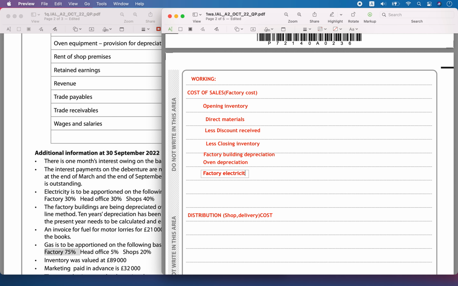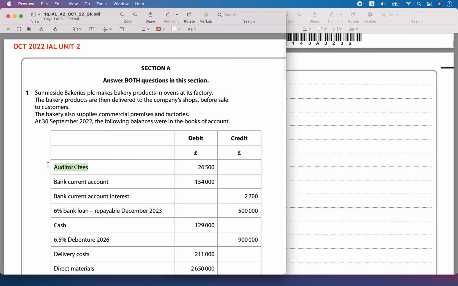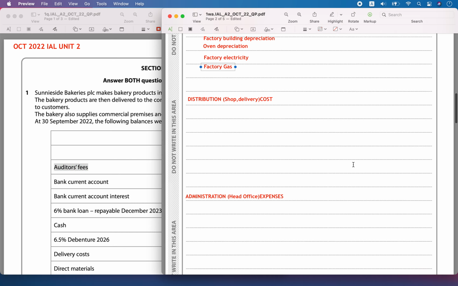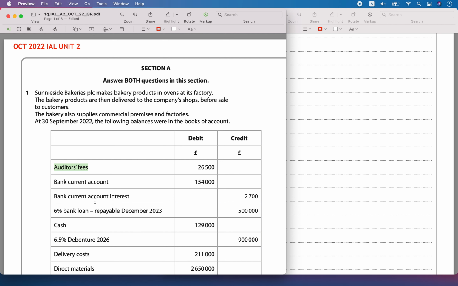So factory electricity, and then you have factory gas expense. Okay. So apart from that, let's see if there is any other expense. First one is the auditor's fees. This is going to come under the administration expense, okay. Then you have bank current account and the bank interest. Bank current account interest is going to be other income, okay.